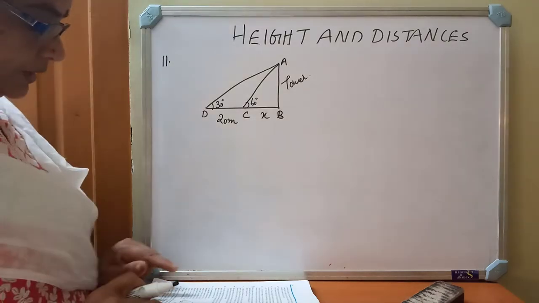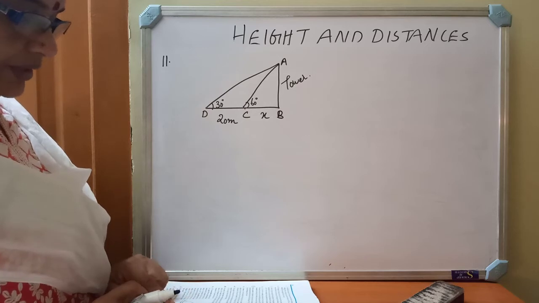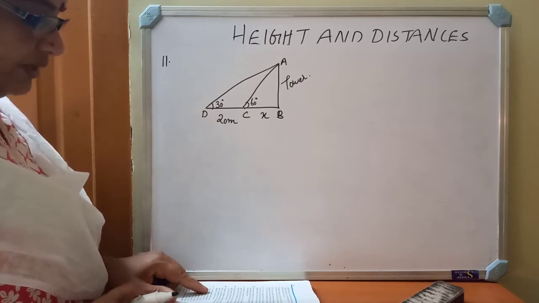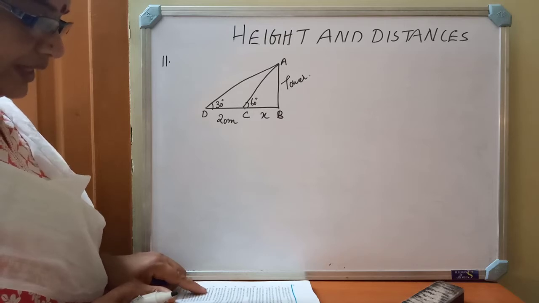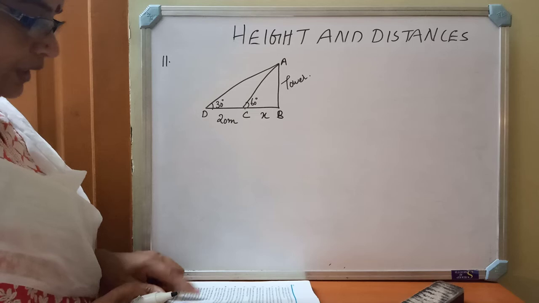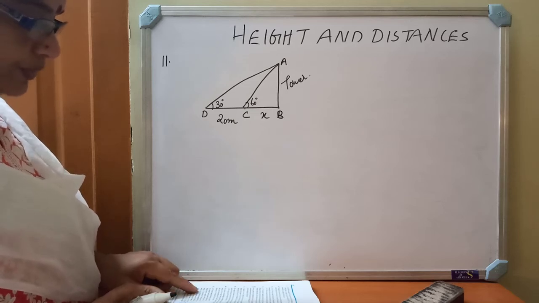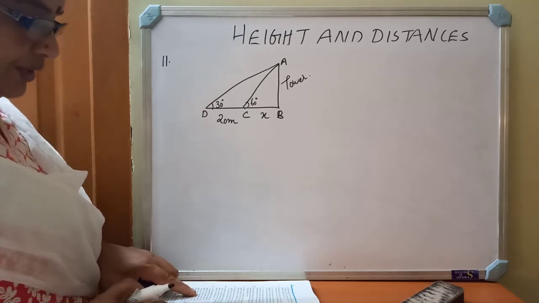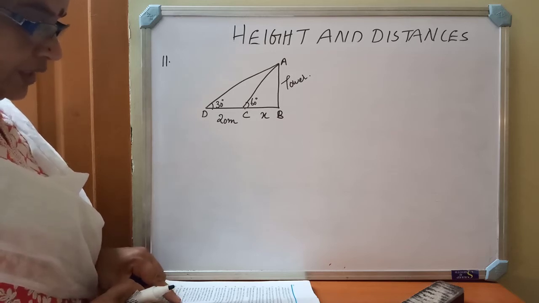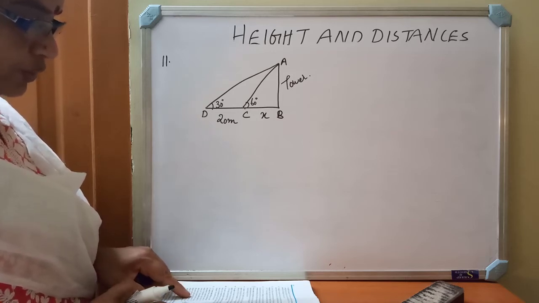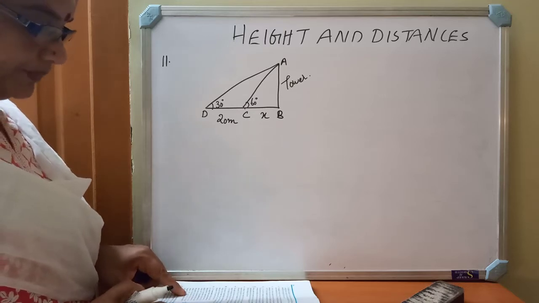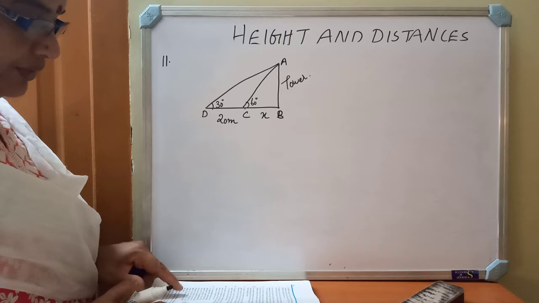See question number 11. The diagram is given 9.12. Okay. So see that a TV tower stands vertically on a bank of a canal. From a point on the other bank directly opposite the tower, the angle of elevation of the top of the tower is 60 degree. From another point 20 meter away from this point on the line joining this point to the foot of the tower, the angle of elevation of the top of the tower is 30 degree. Find the height of the tower and the width of the canal.